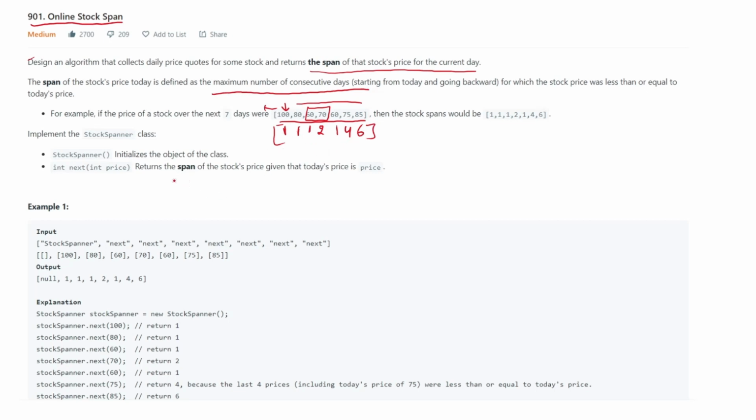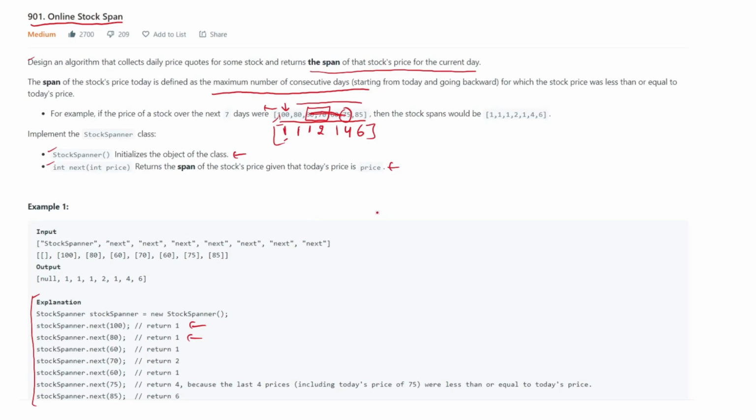Basically, it is not an array. What we have is two functions: one to initialize our object, and second to return this next value. If I give you 100, you have to return this one. If we give you 1, you have to return this. So this is how our code is called. First of all, when we call StockSpanner dot next 100, it should return 1. I have already explained why it will be 1. And we return 4 because the last 4 prices, including today's price 75, are less than or equal to today's price, that is 75. So this is the question description.